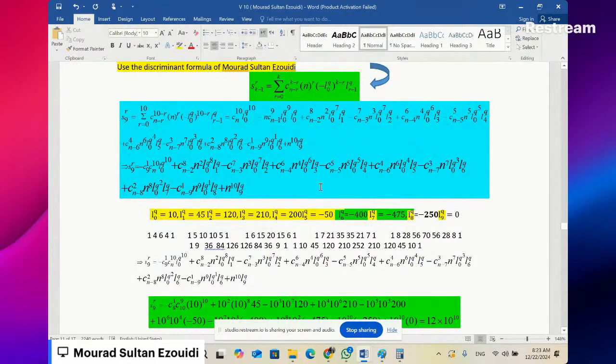This formula is the general formula to get the 11th coefficient of your 10th degree equation. So it's very important. You cannot find the coefficient of any nth degree equation without this formula, without the discrete formula or this formula.